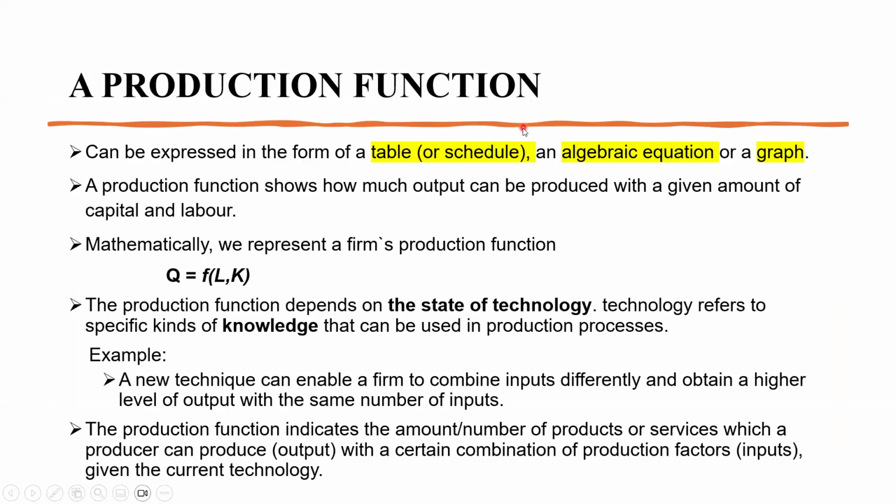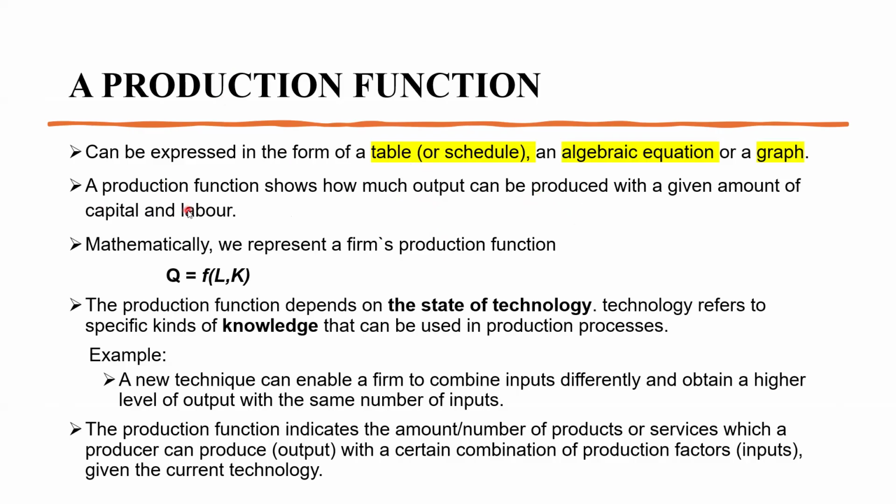So, a production function. Okay, the production function can be expressed in the form of a table, a schedule, an algebraic equation, or a graph. A production function shows how much output can be produced with a given amount of capital and labor. So we can just replace this by saying that with a given amount of inputs. The production function shows how much output can be produced with a given amount of inputs.